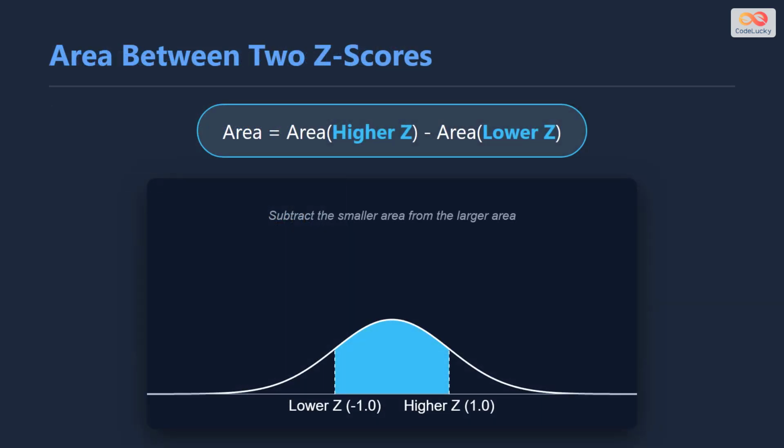Finally, to find the probability between two different z-scores, you look up the area for both of them individually. Then, you subtract the smaller area from the larger area. This leaves you with just the probability for the section in the middle.